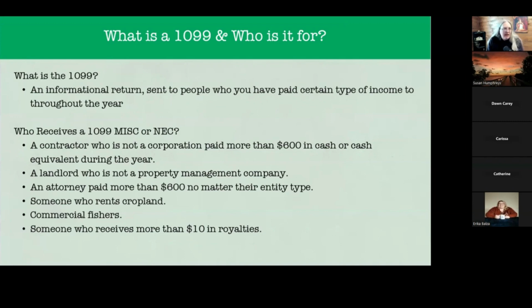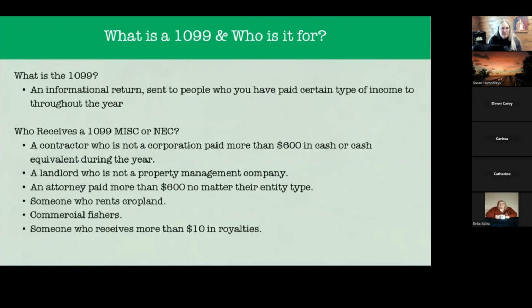recipients. A contractor who is not a corporation and who has been paid more than $600 in cash or cash equivalent through the year receives a 1099 NEC. A landlord who is not a property management company receives a miscellaneous. Attorney paid more than $600, no matter the entity type, gets a 1099 NEC. The only attorney payments that go on a 1099 miscellaneous are for settlements.